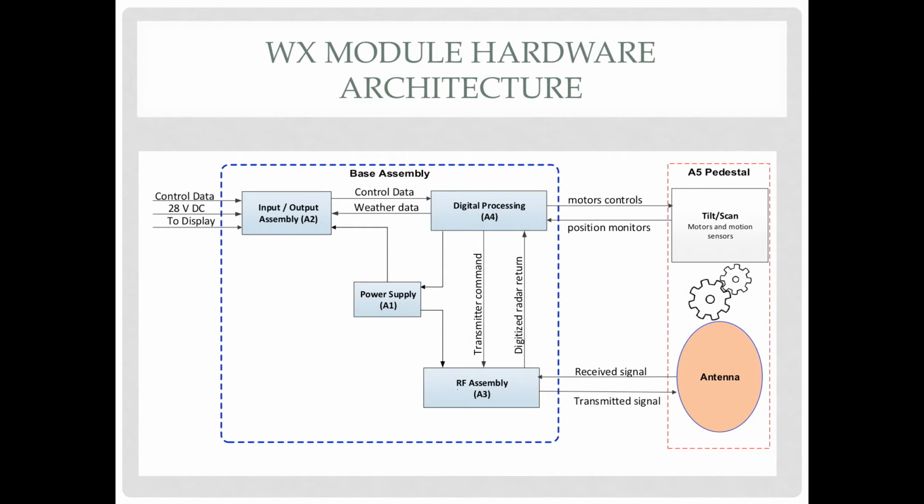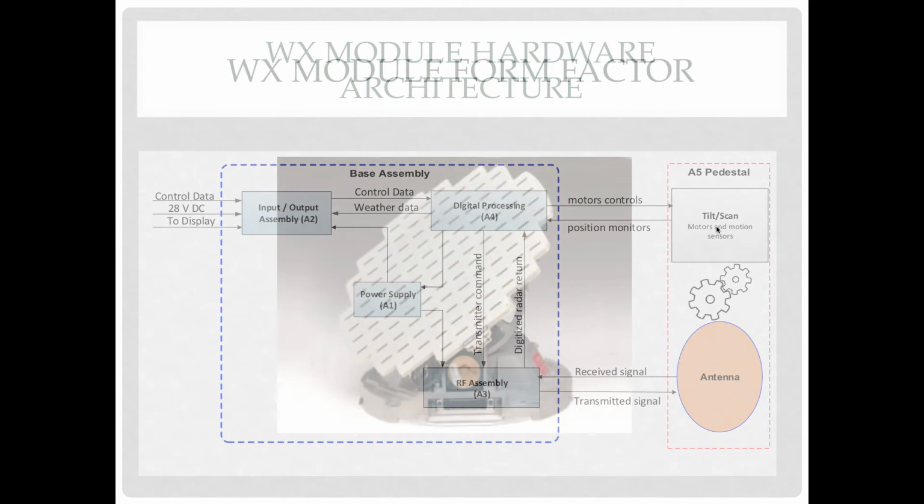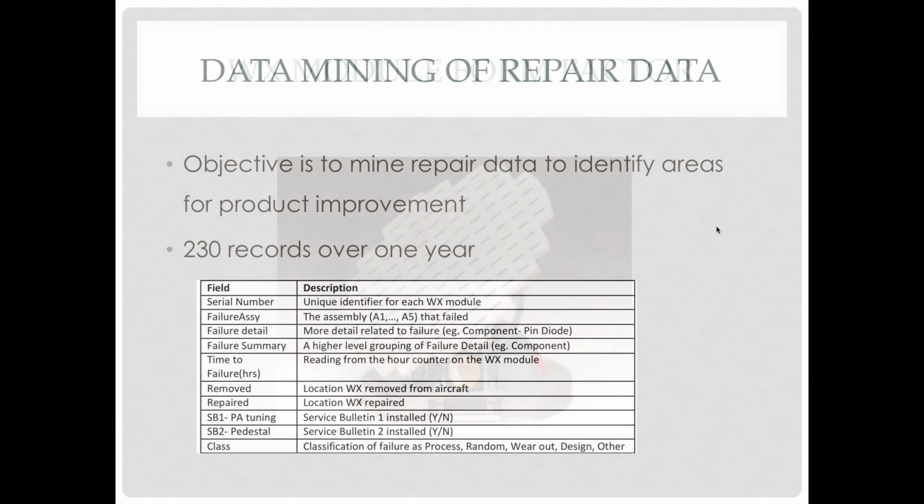We're going to focus specifically on the weather radar module, and these are each of the assemblies that make up the weather radar module. The RF assembly contains the receiver and the transmitter, which interface with the antenna. The digital processing module performs all processing to generate the image. The pedestal contains the motors and the gears, which move the antenna from side to side and up and down. This is what it looks like.